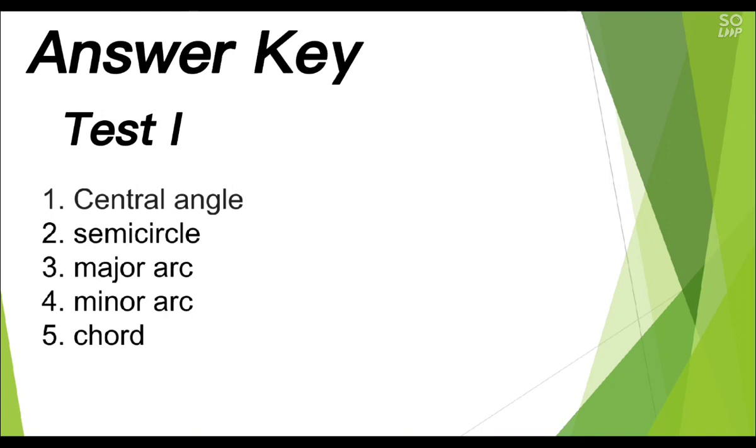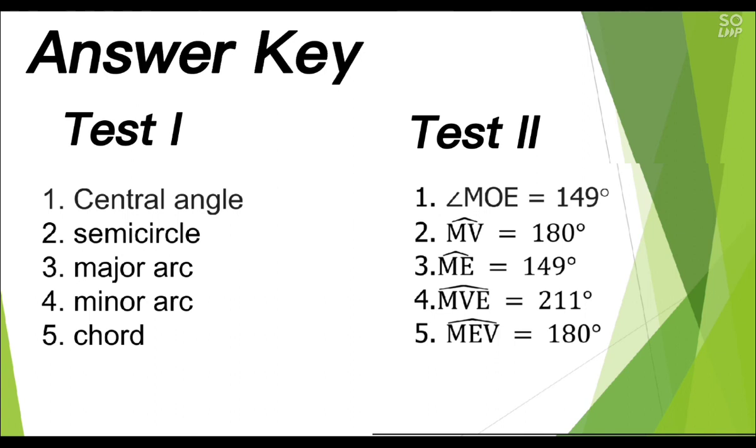Kindly check your answers for test 1. Number 1, central angle. 2, semicircle. 3, major arc. 4, minor arc. And number 5, chord. For test 2, angle MOE is equal to 149 degrees for number 1. Number 2, arc MV is 180 degrees. 3, arc ME is 149 degrees. 4, arc MVE is equal to 211 degrees. And 5, arc MEV is 180 degrees.